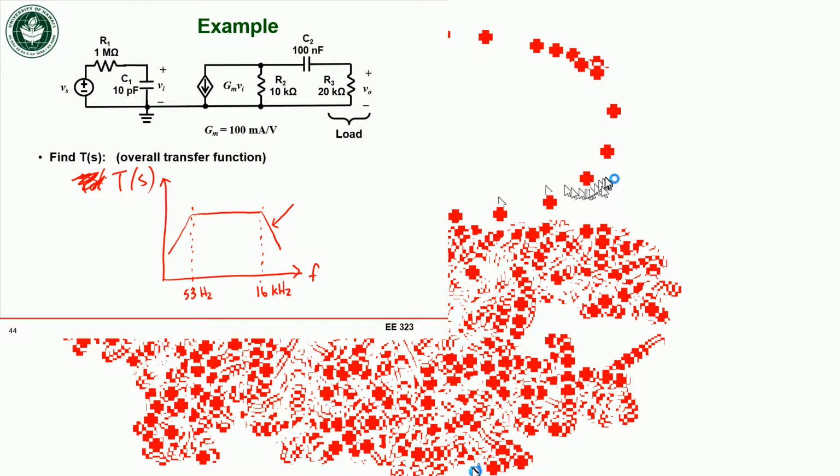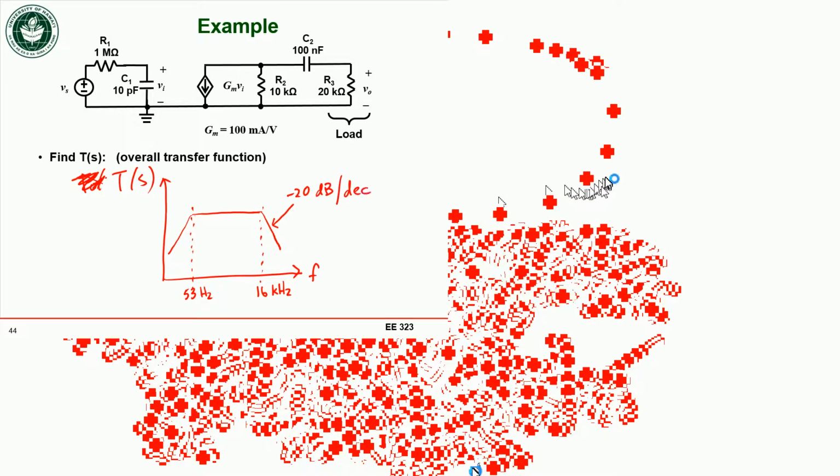So if I have one pole, that corresponds to those break frequencies. So one pole, after the break frequency, my slope is going to be what? Minus 20 dB per decade. Same thing at this point. This is minus 20 dB per decade.